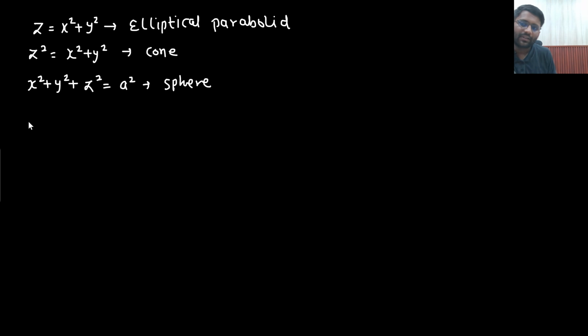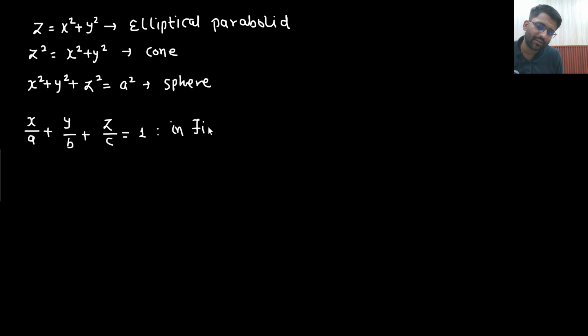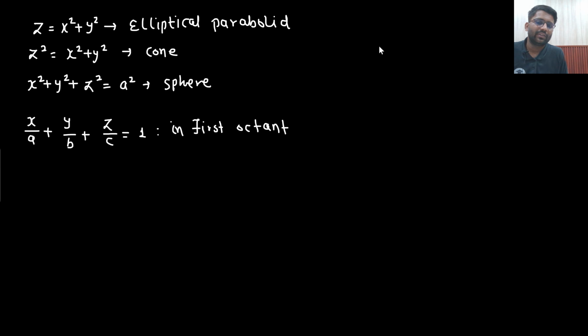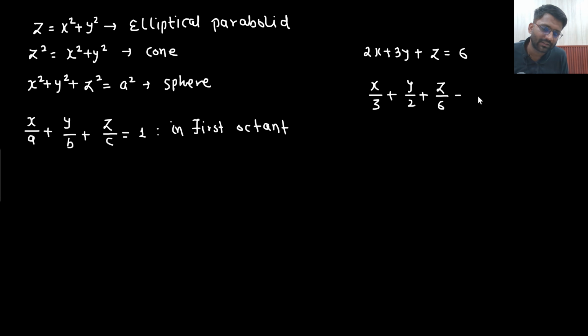Now I will be comfortable with x by a plus y by b plus z by c equals 1 in the first octant. Only in the first octant am I going to draw. Okay, so what is our given equation? 2x plus 3y plus z equals 6. So you take this 6 downward, that means you divide by 6 on the left side and right side. So what will you get? x by 3 plus y by 2 plus z by 6 equals 1.